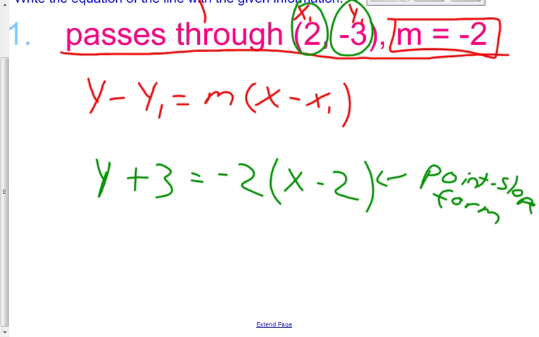So on the very bottom, or I guess on the right side of your note sheet, you see point slope form, slope intercept form, standard form with blanks next to them. This one is the answer for point slope form.